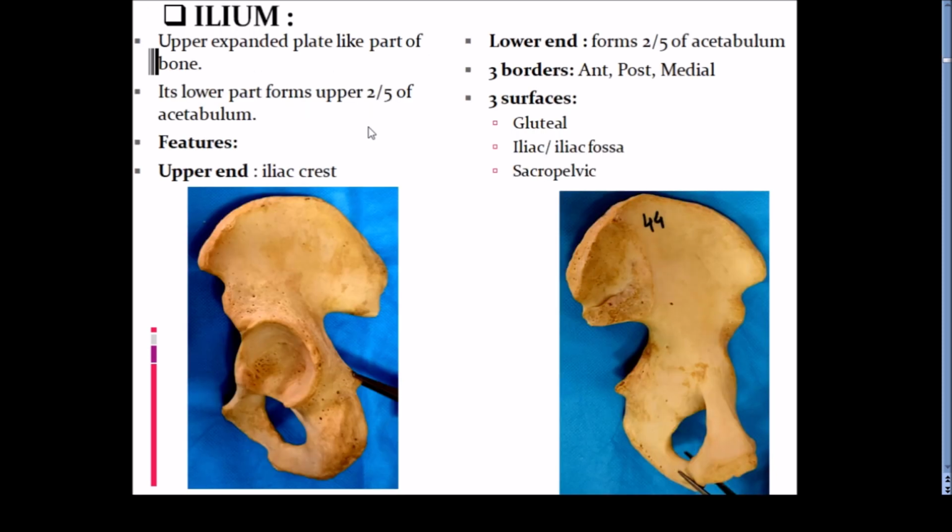Now first we discuss the ilium bone. The ilium is the upper expanded plate-like part of the hip bone. In the lower part it forms the 2/5 portion of the acetabulum. The external features: it has two ends, upper end and lower end, three borders, anterior border, posterior border and medial border, and three surfaces, gluteal surface, iliac surface and sacropelvic surface. So we'll discuss each feature in detail.